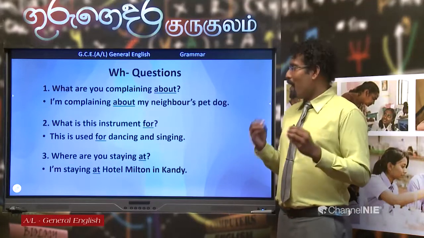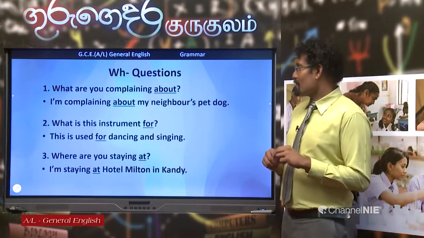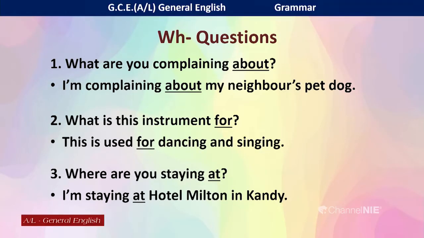WH questions. Let us see how we can use prepositions in WH questions. What are you complaining about? I'm complaining about my neighbor's pet dog. We don't know what the problem is. Maybe the dog is barking too loud. So, here about is used. The preposition about is used in this question and also in the answer.